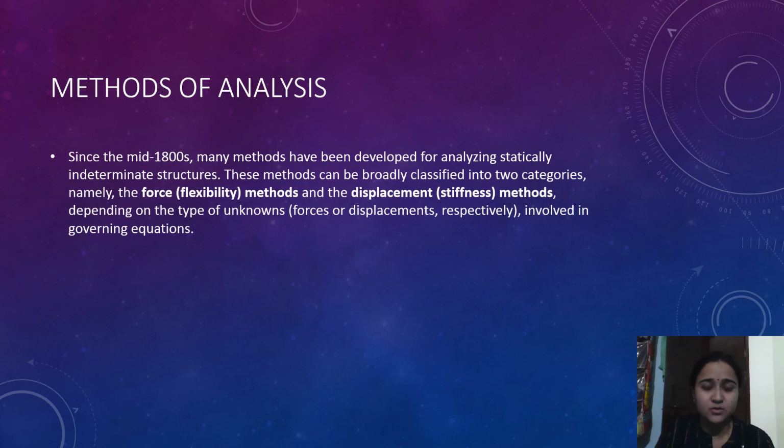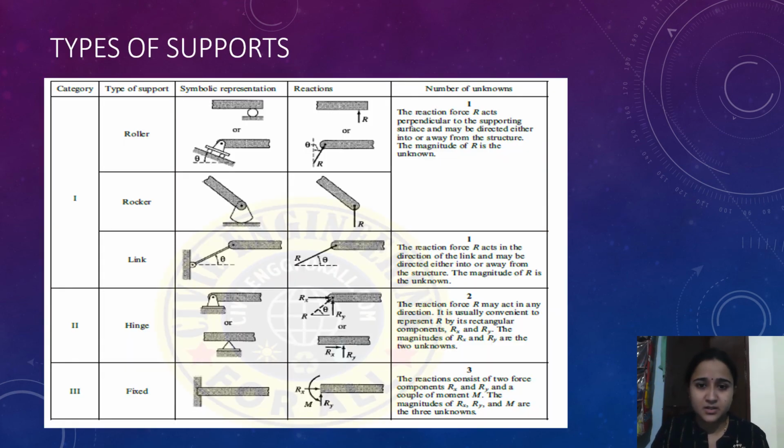So these are the basic advantages and disadvantages. What are the methods of analysis of indeterminate structures? There are basically two categories: force method and displacement method. So we are going to use some of these methods here.